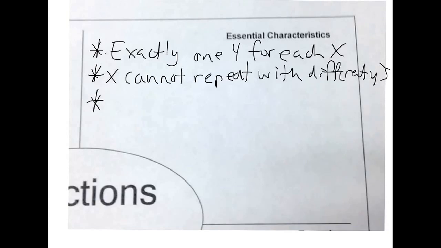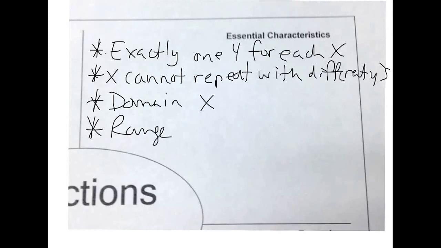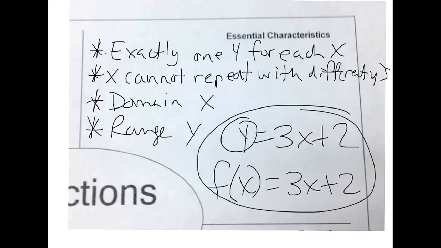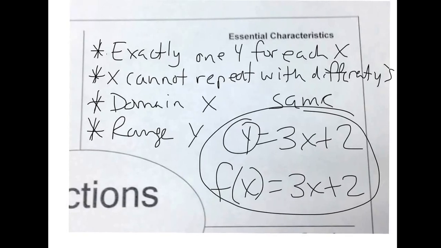Some other essential things to know is that domain is still x, range is still y, and that we can rewrite equations that we've been studying, like y equals 3x plus 2. We can rewrite them in something called function notation, where we replace the y with f of x equals 3x plus 2. So these are the same when we go to functions. Equation and function are the same. We just switch the y to an f of x.